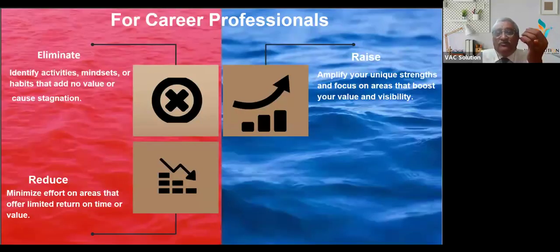And this has been because I never bothered about anything else. My idea was, what can I contribute when I am there doing what I have to do? Is there anything extra that I can contribute? That is the third, the race. I just want to share this with you to tell you that it is possible. Now we will see some very big giants in the industry who have come up because of that. Amplify your unique strengths and focus on areas that boost your value and visibility.